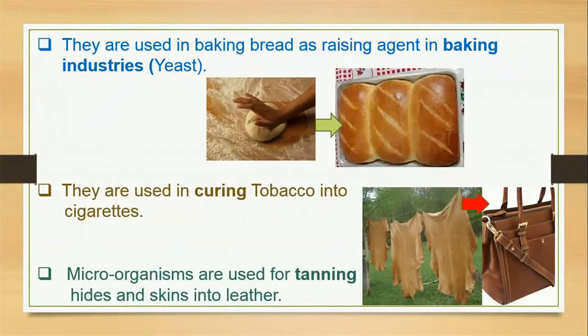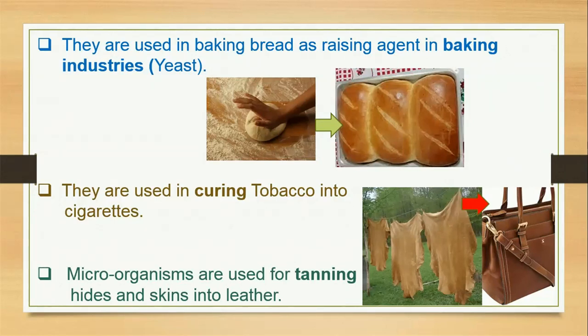Then the next point is that they are used for baking bread. They serve as raising agents in the baking industry. An example is our powder yeast that is added to dough such as donut, bread and the rest. They cause the bread to rise two or three times their normal size and make them fluffy.